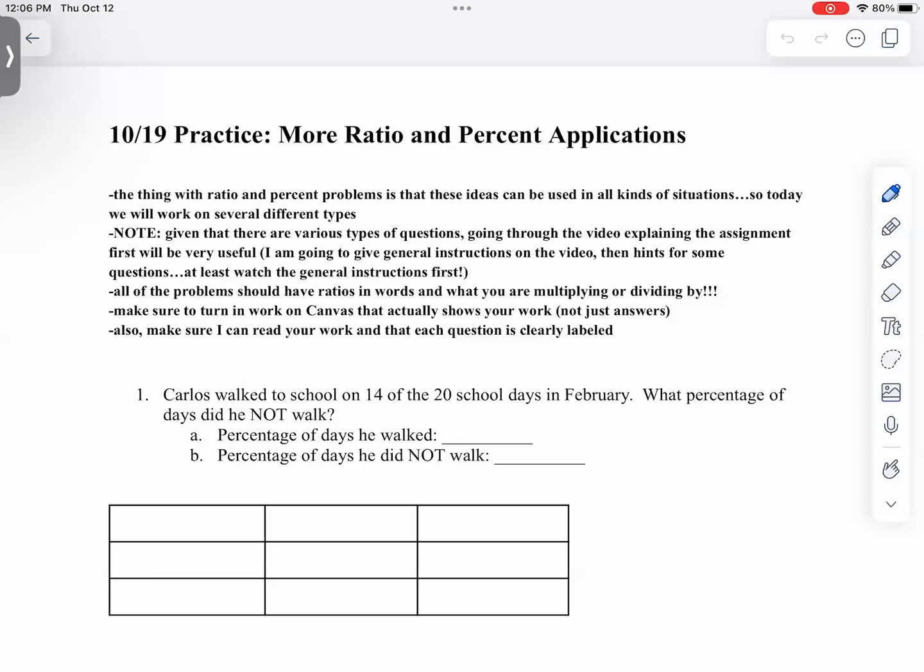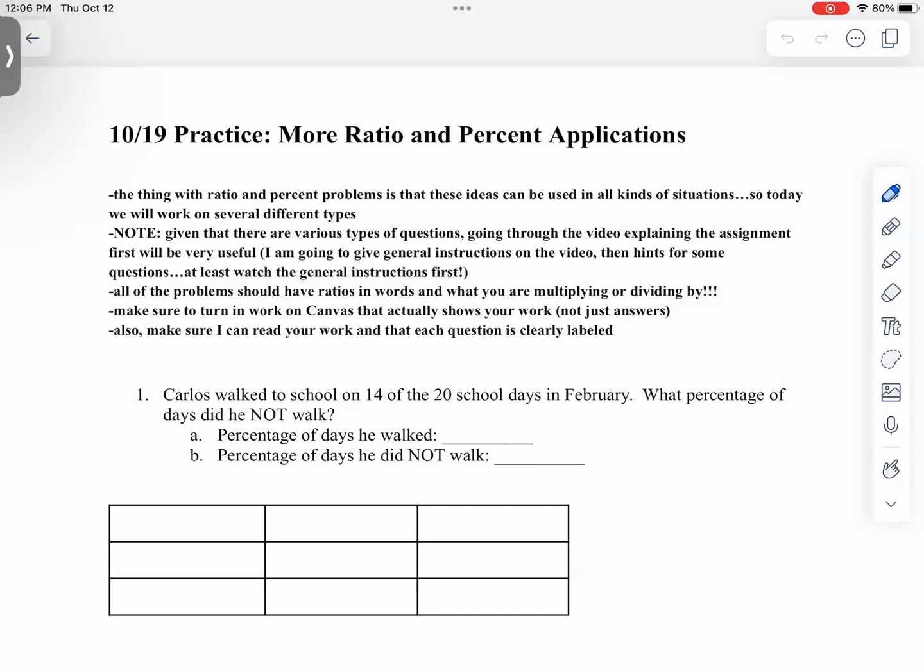So we're on Thursday, 10/19. One of the things that we need to know about ratio and percent and these sorts of problems is they can be used in all kinds of situations. So today we're going to work on several different types of situations. I wanted to go through and give you some different hints. Generally what I'm expecting first, then some specifics.